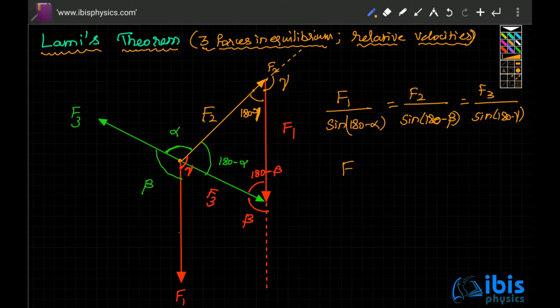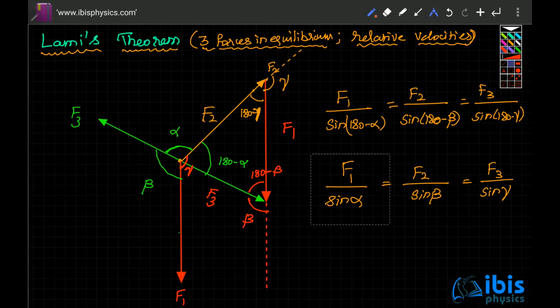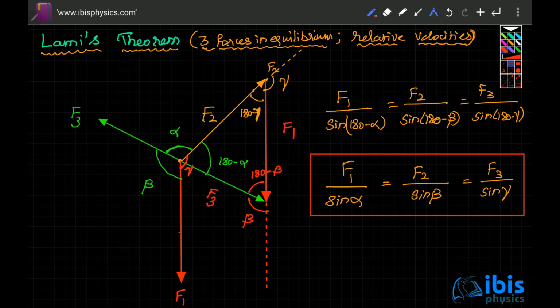Sine of 180 minus theta is sine theta. So sine of 180 minus alpha is sine alpha, sine of 180 minus beta is sine beta, and sine of 180 minus gamma is sine gamma. So the point is F1 by sine theta 1 equals F2 by sine theta 2 equals F3 by sine theta 3. To give you clarification, I am going to draw again once more.